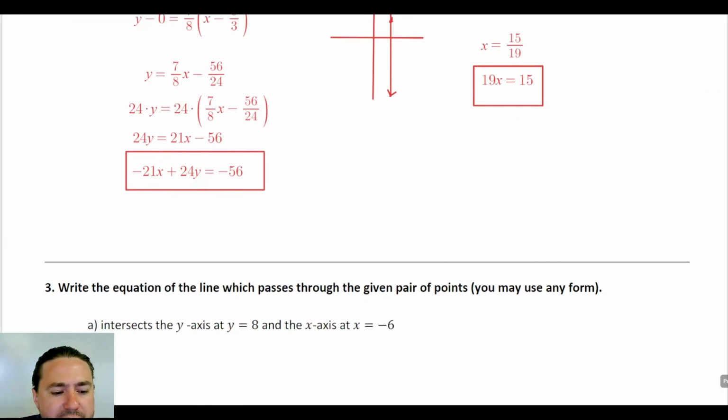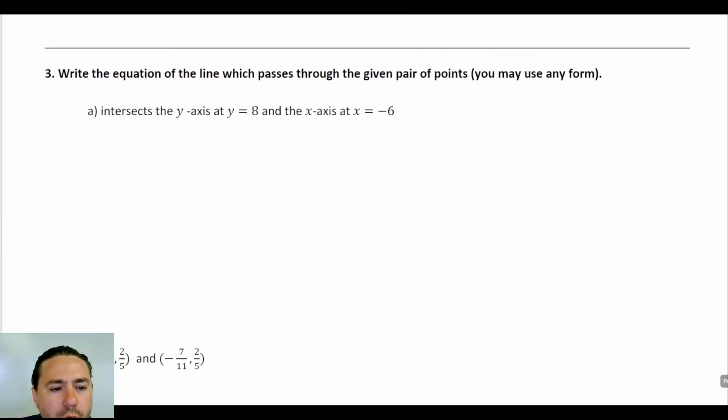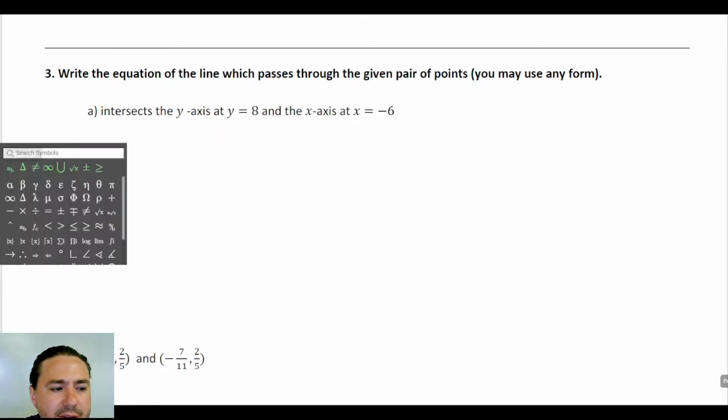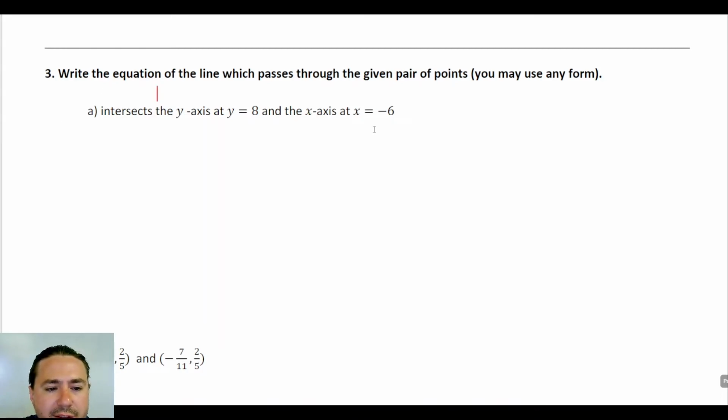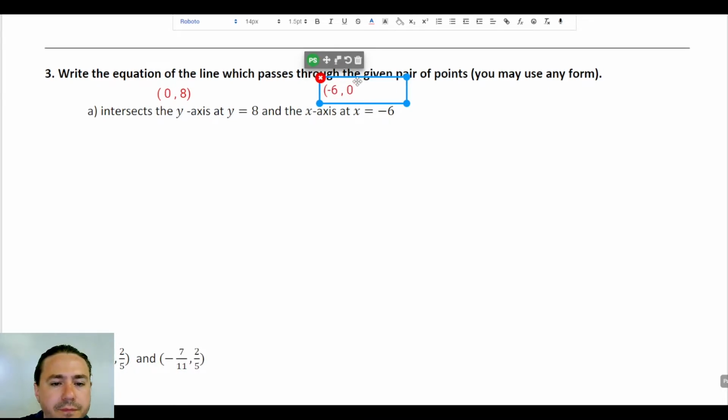Now, just to bring this to the next level, we're going to start writing an equation of a line that passes through two given points. So here we'll actually have to find the slope first, and then we'll start writing the equation. This one says it intersects the y-axis at y equals 8. So that means we're going to have a point at (0, 8). And then the other point, which is implied here, is we're crossing the x-axis at -6. So that would be (-6, 0).